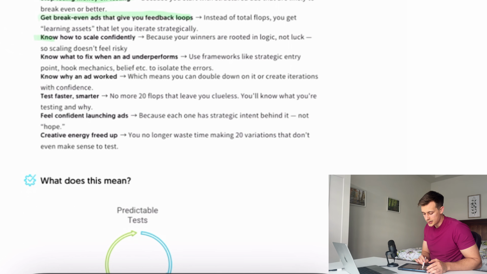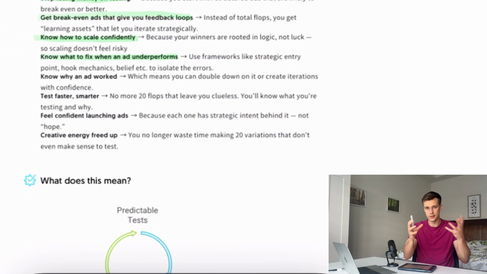It's going to allow you to know how to scale confidently. It's going to allow you to know what to fix when an ad underperforms, because we know the structure of the ad and what it's created by. It's going to allow you to know why an ad worked, which is super important in terms of testing faster, smarter, and feeling confident when you go ahead and you actually launch ads.